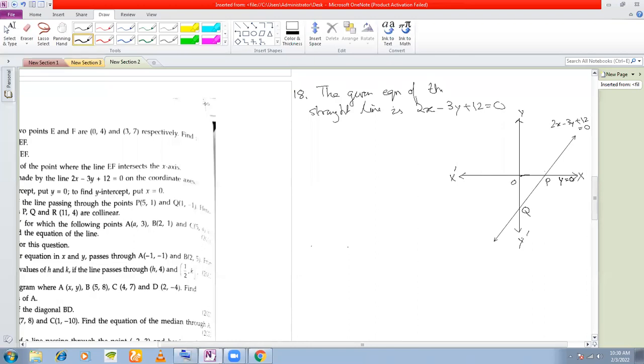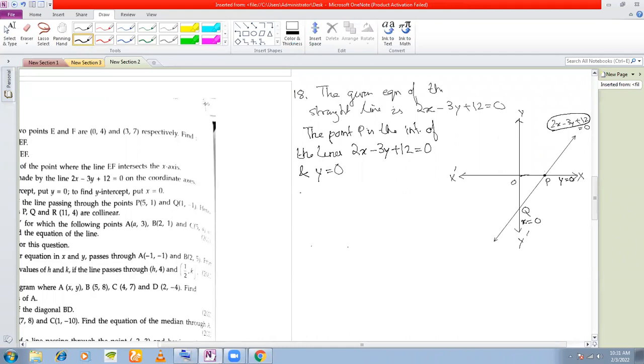And the equation of the y-axis is x is equal to 0, if you remember. And if you see the point P, what is the point P? Point P is the intersection of this line and the x-axis. That means the point P is the intersection of the lines 2x minus 3y plus 12 is equal to 0 and the x-axis. What is the equation of the x-axis? Y is equal to 0.